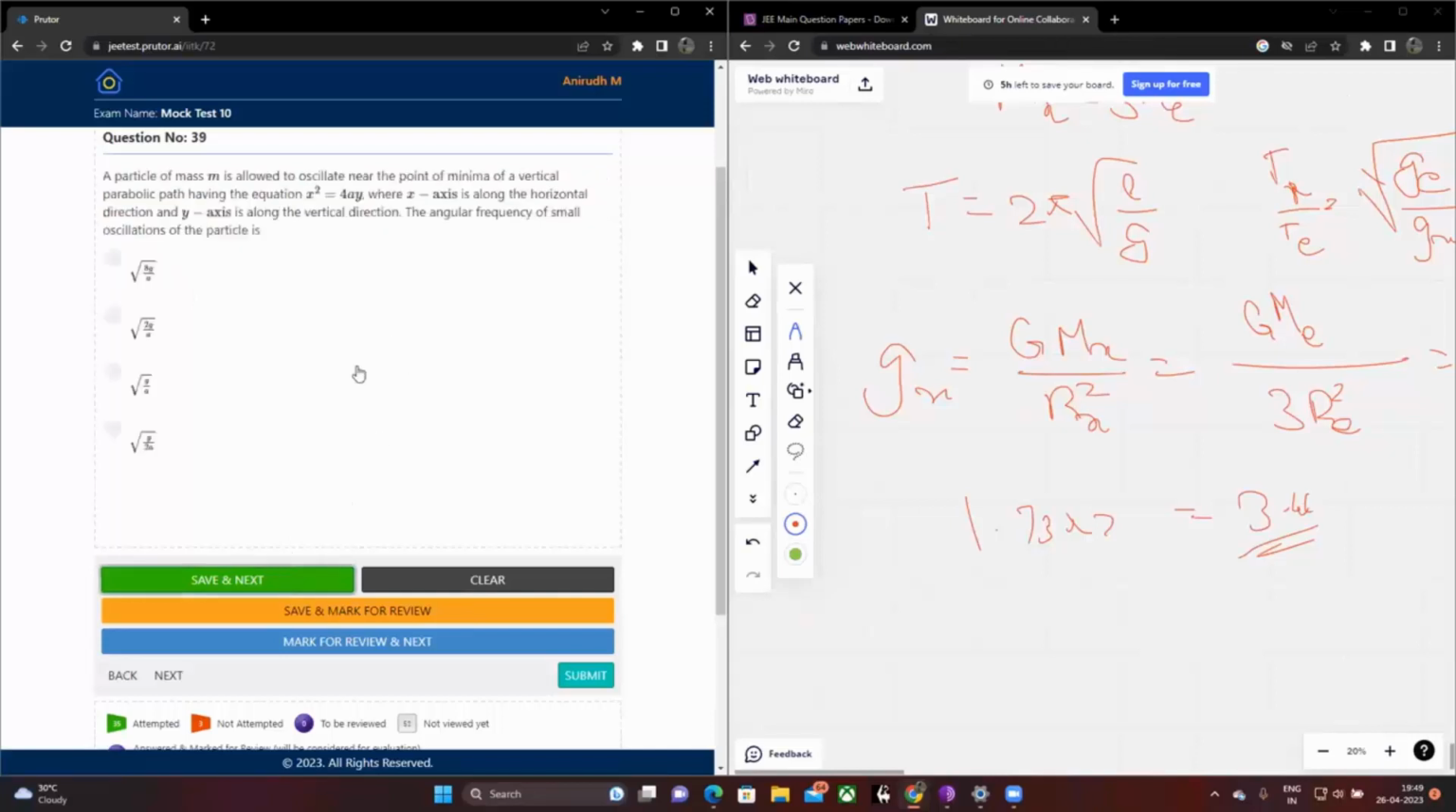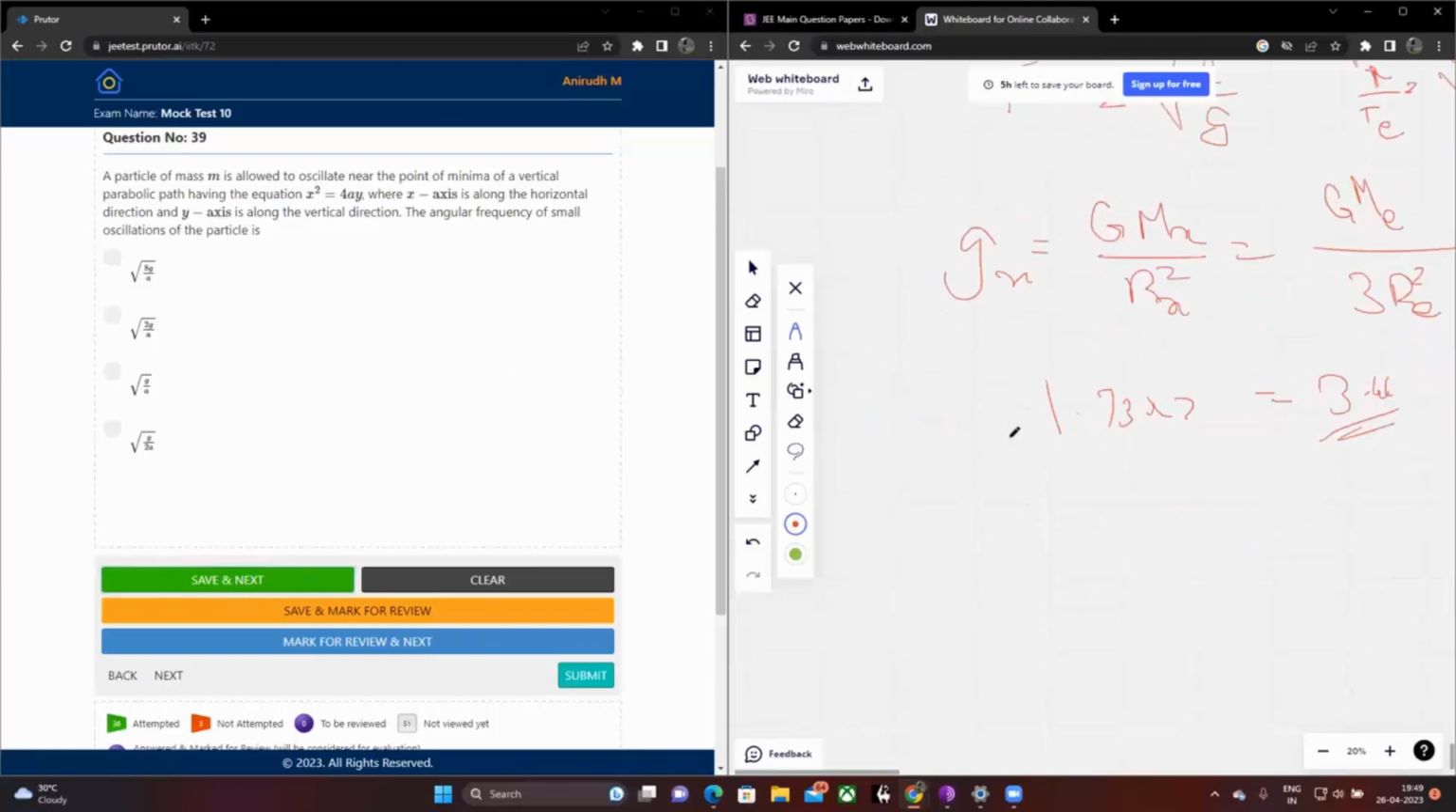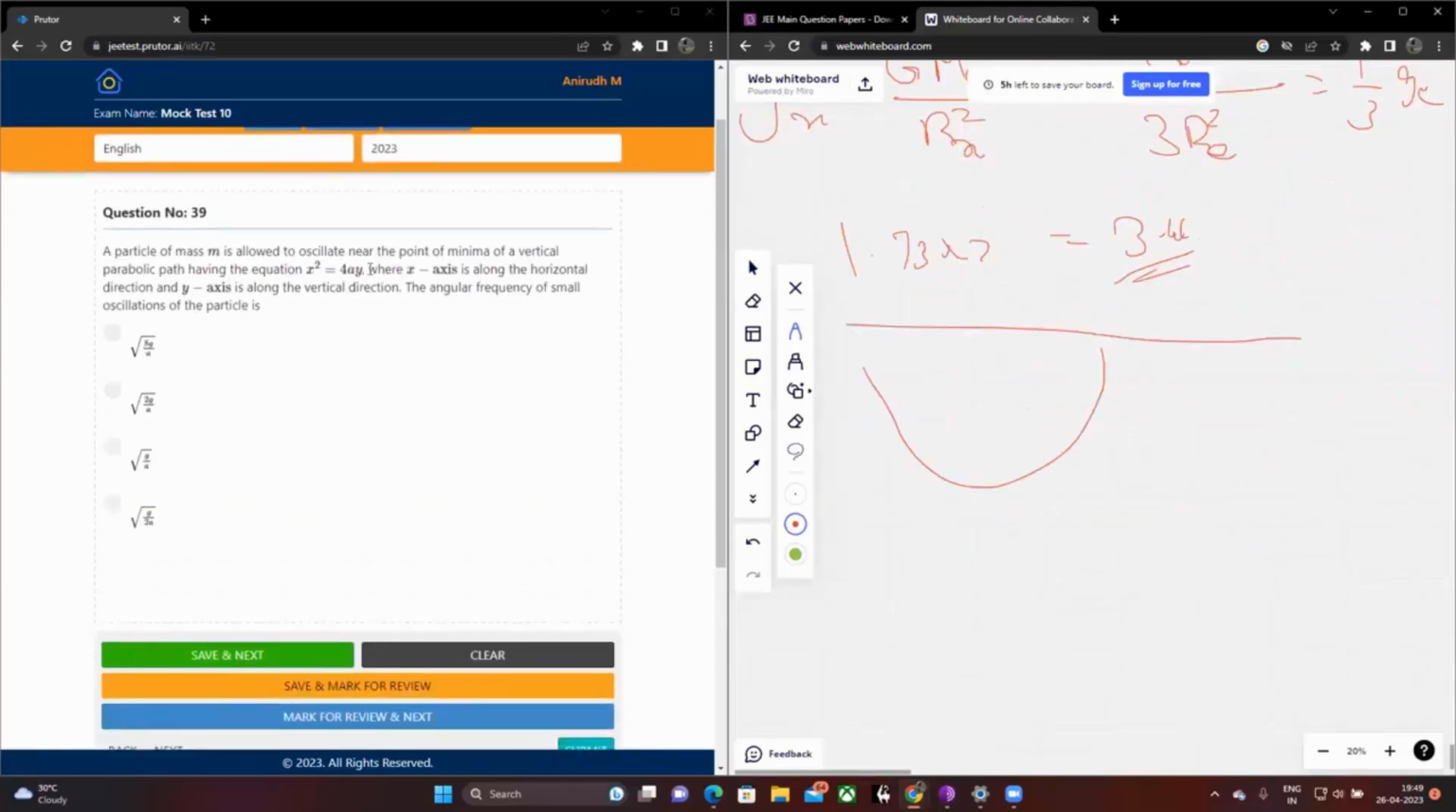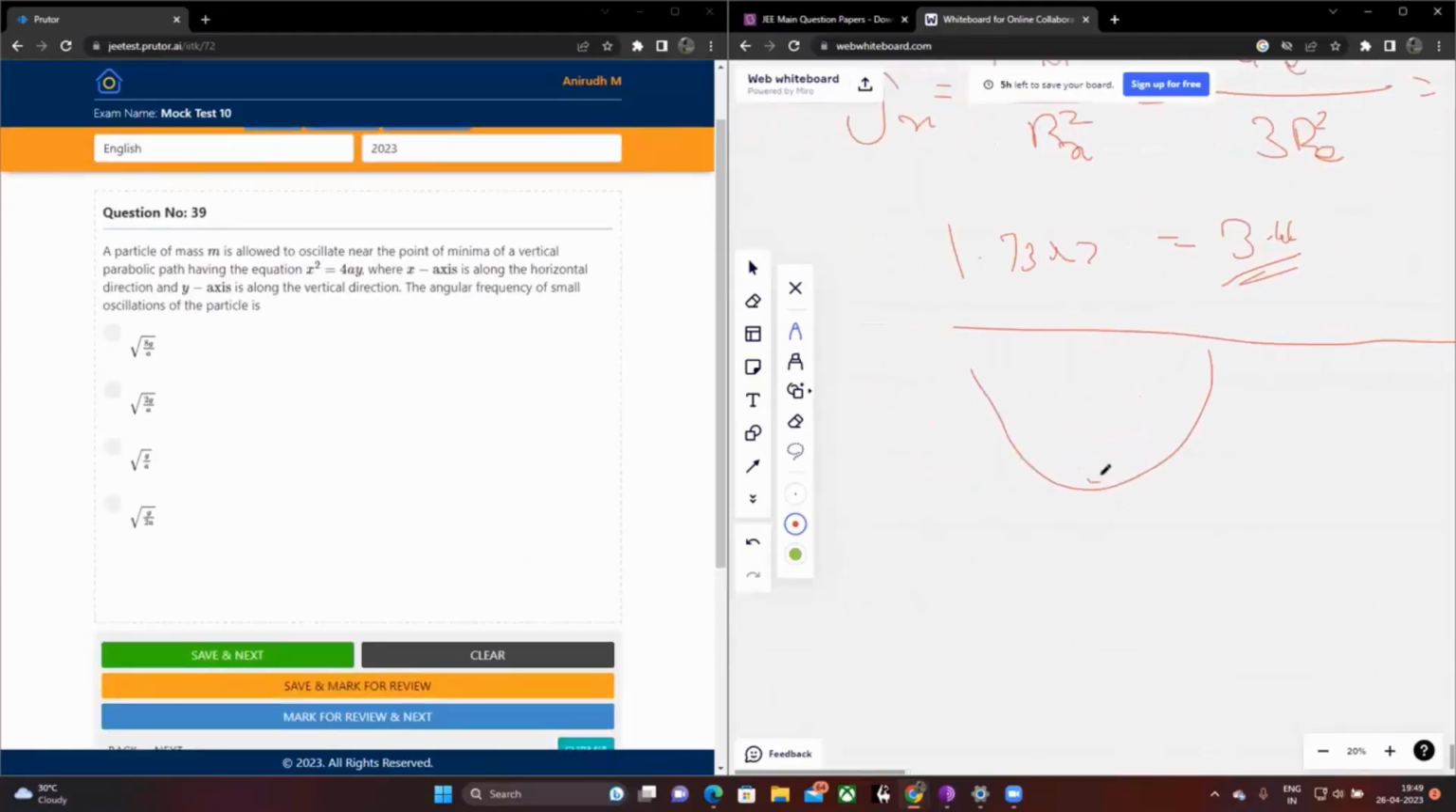Question 6. A particle of mass m is allowed to oscillate near the point of minimum of a vertical parabolic path. The angular frequency of small oscillations of the particle is... So basically this is a vertical parabola, and you have a force of gravity g down. And you have a small displacement, of course. So pulling that down, you take it to the side.